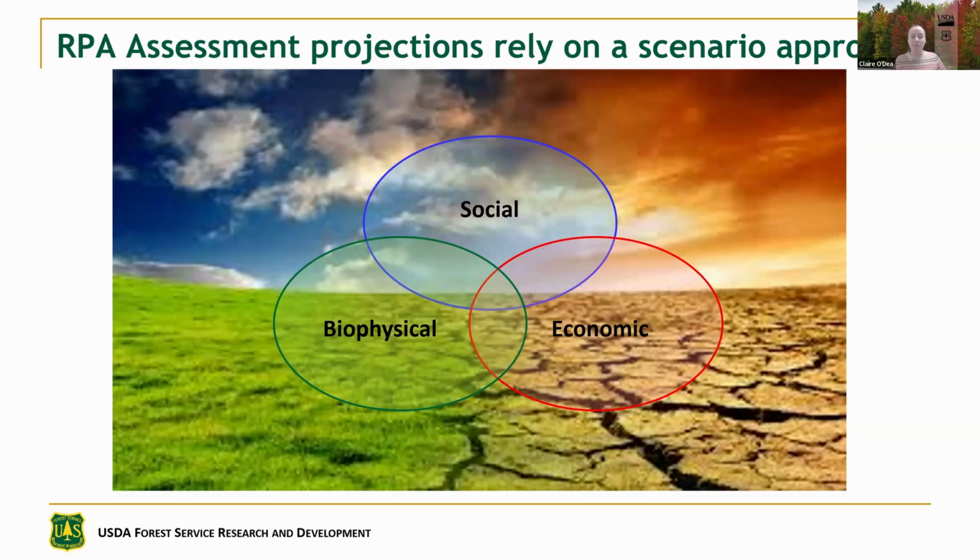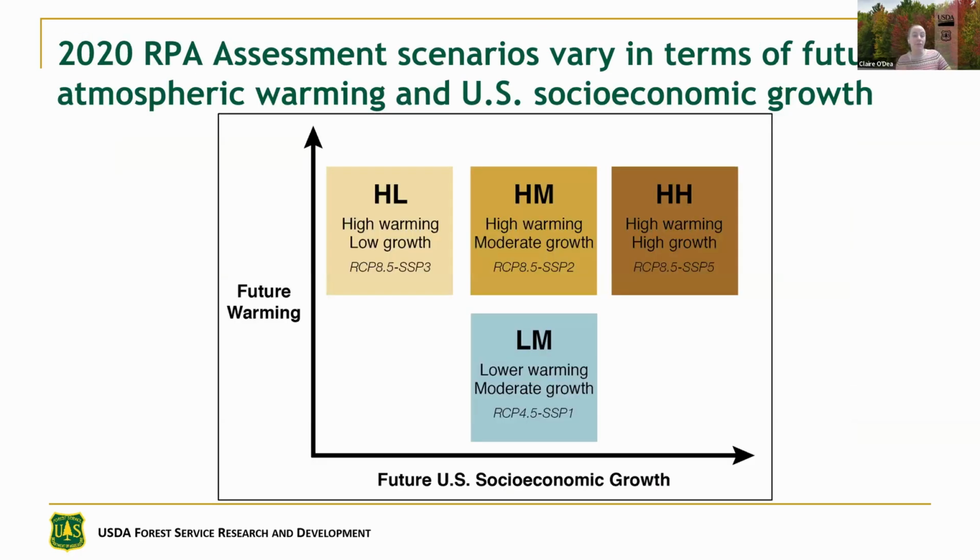So basically, instead of providing you with one prediction with really high uncertainty, we instead create a range of possible futures. And we do this by incorporating the interaction of economic, social, and biophysical factors into the development of our future scenarios. And then we use these scenarios to make resource projections. Now, these are the 4 scenarios that we used within the 2020 RPA assessment to make projections out to 2070.